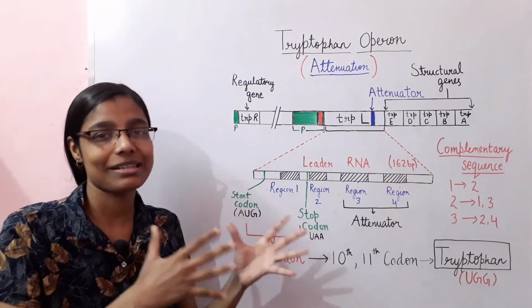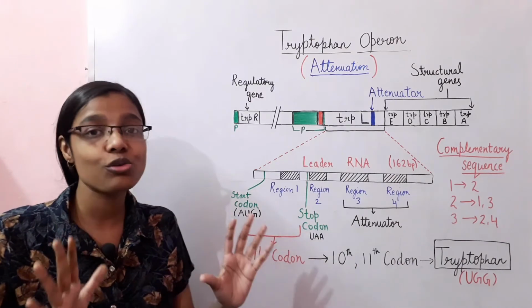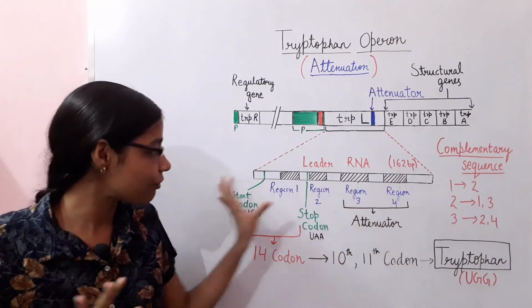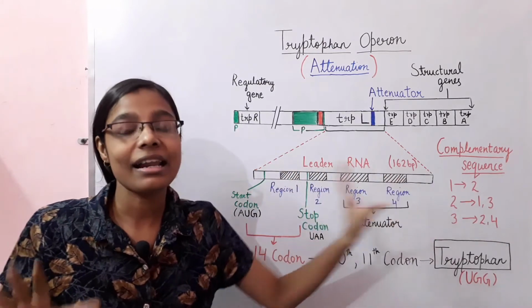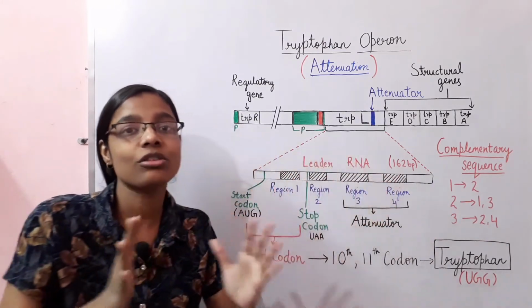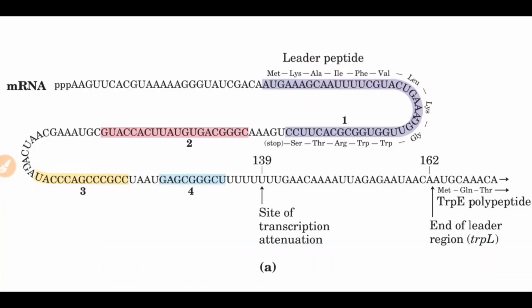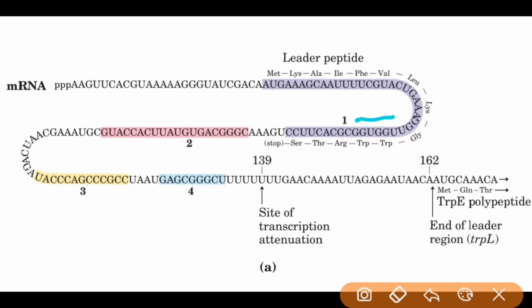Okay, we are going to discuss that in detail, and I will show you the detailed picture of this whole leader RNA, including its codons and its amino acids. So now we are going to study the structure of the mRNA which is formed during the transcription process of the TRPL region. As we have discussed earlier, this mRNA consists of basically 4 important regions, which are mentioned as region 1, region 2, region 3 and region 4.